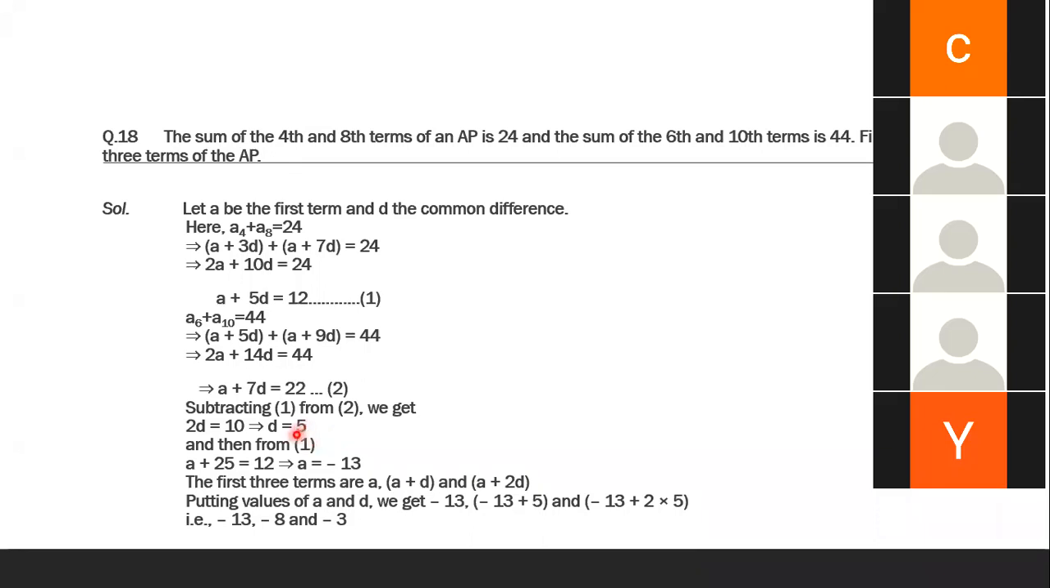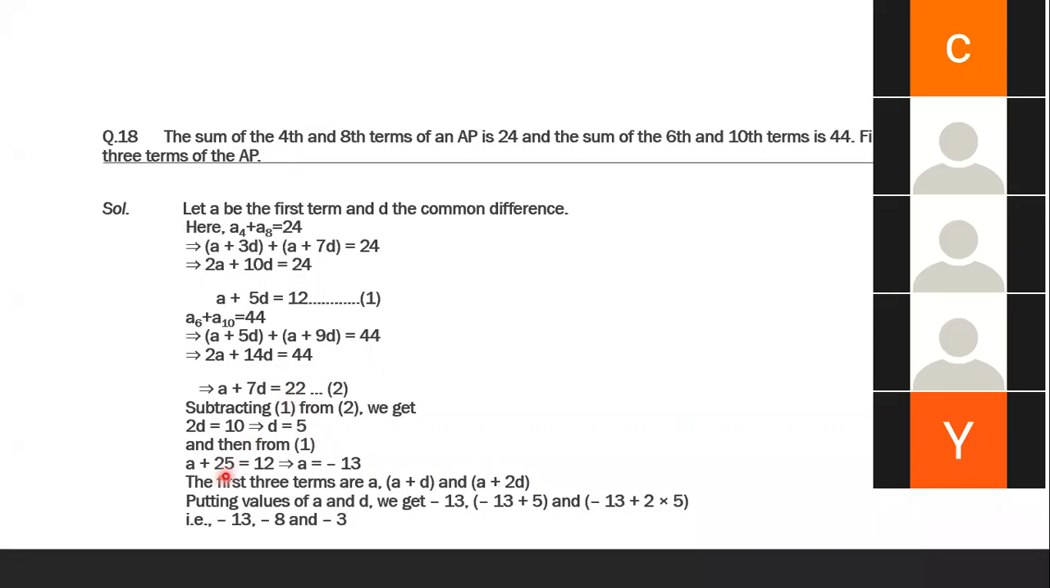No, ma'am. Apply this D value either in equation 1 or equation 2. Any one you can apply. Here I am applying this one, here in equation 1. You can apply in equation 2 also. You'll get the same A value. You'll be getting the same only.